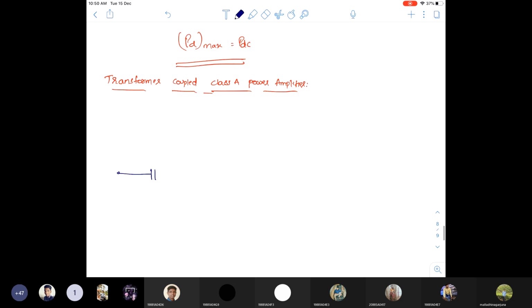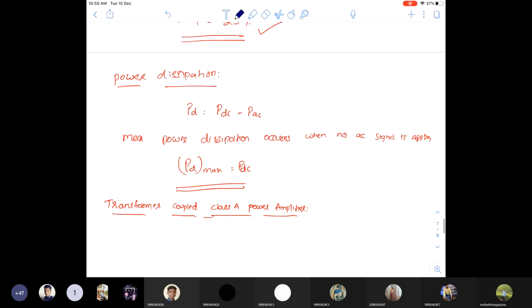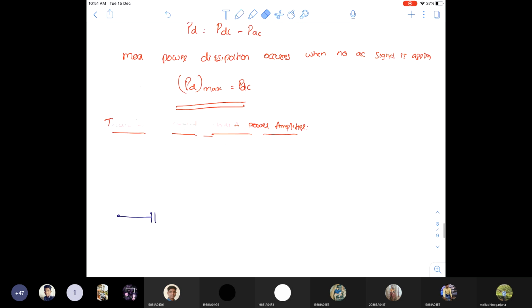Okay, so before starting this, I forgot to tell the advantages and disadvantages. I will tell you the advantages and disadvantages, then I will move to the next one. Now, what are the advantages of this?